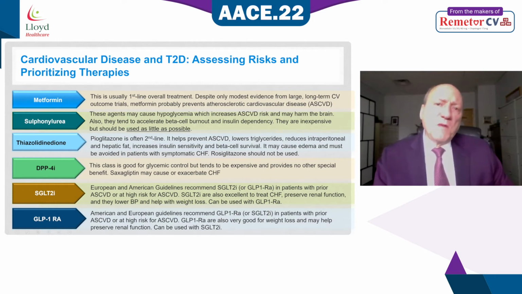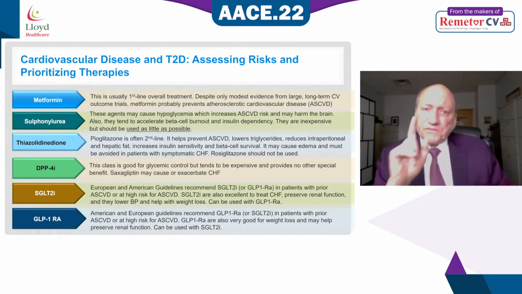The DPP-4 inhibitors are interesting. They're good for glycemic control, but they tend to be expensive, and they don't really provide any other special benefits. So we really kind of discourage their use, and saxagliptin may actually cause or exacerbate congestive heart failure. Now, the SGLT2 inhibitors and the GLP-1 receptor agonists are very special. They're new, they're more expensive, but they are widely recommended for prevention of atherosclerotic cardiovascular disease.